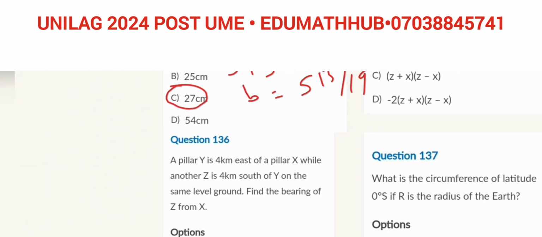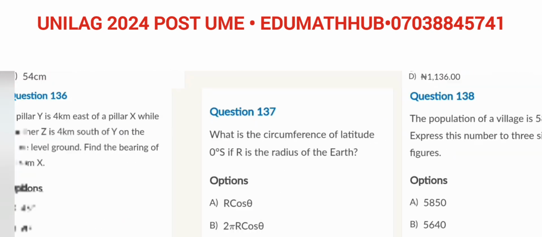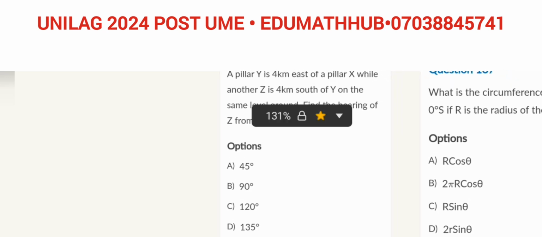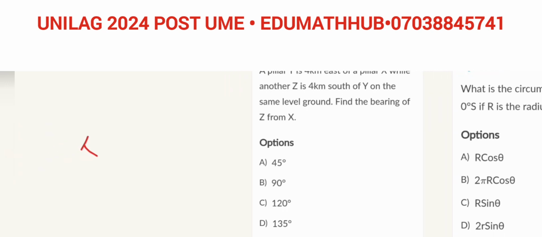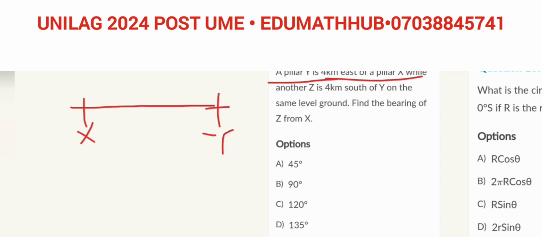For the next one, we're told that a pillar Y is 4 kilometers east of a pillar X. That means if you look at pillar X, for example, if this is X, you put your cross like this. On the eastern side of X, that's where you have Y. So this is Y here.